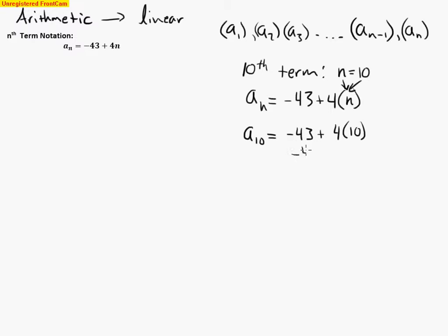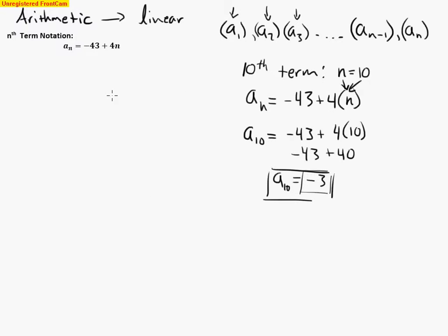So that would be negative 43 plus 40. And my final answer would be negative 3 for my 10th term. So we know if I count out, right here I have my first term, second term, third term, all the way out. If I went out to my 10th term, it would be negative 3. So nth term is really nice for finding any term I want.